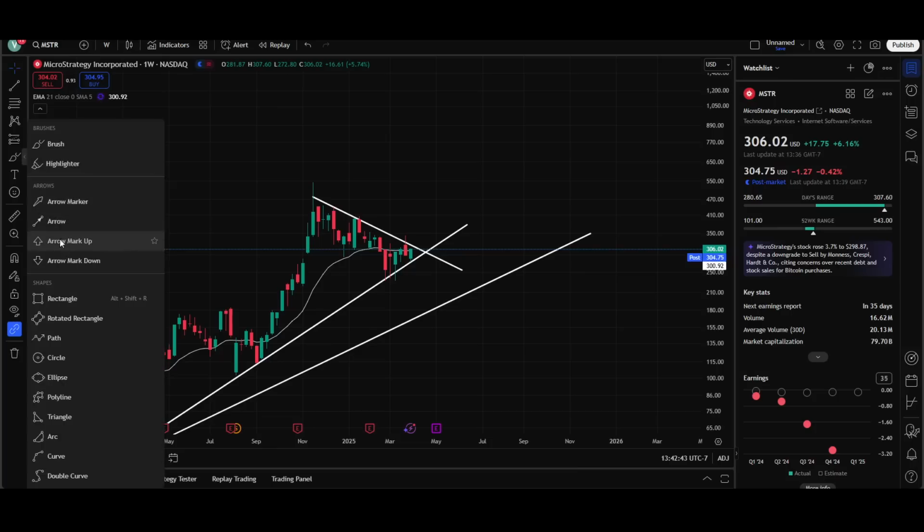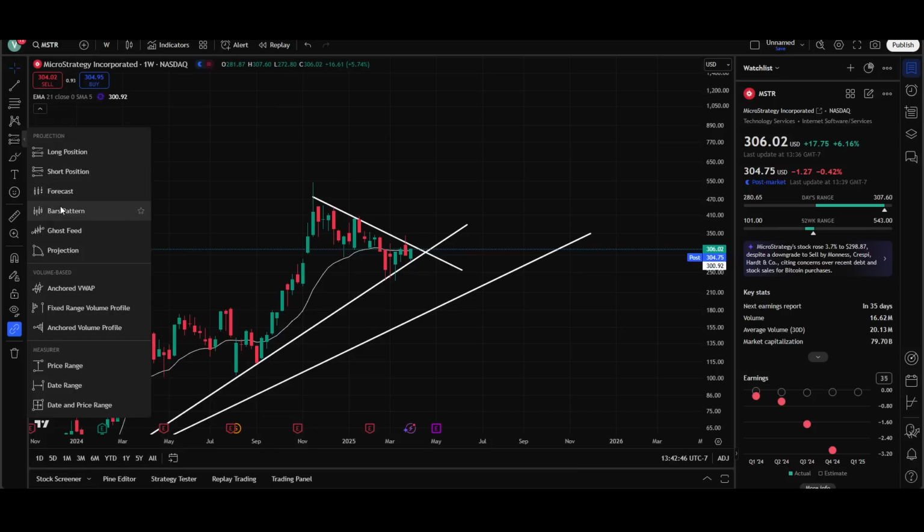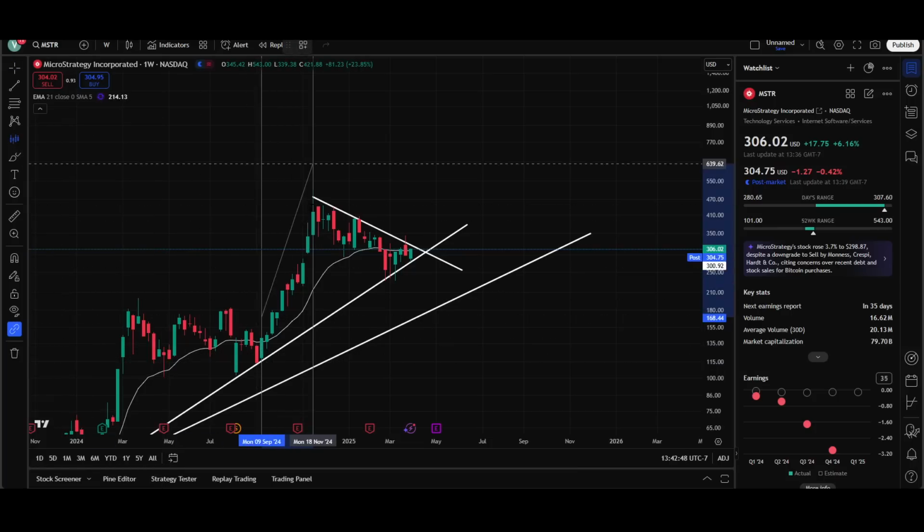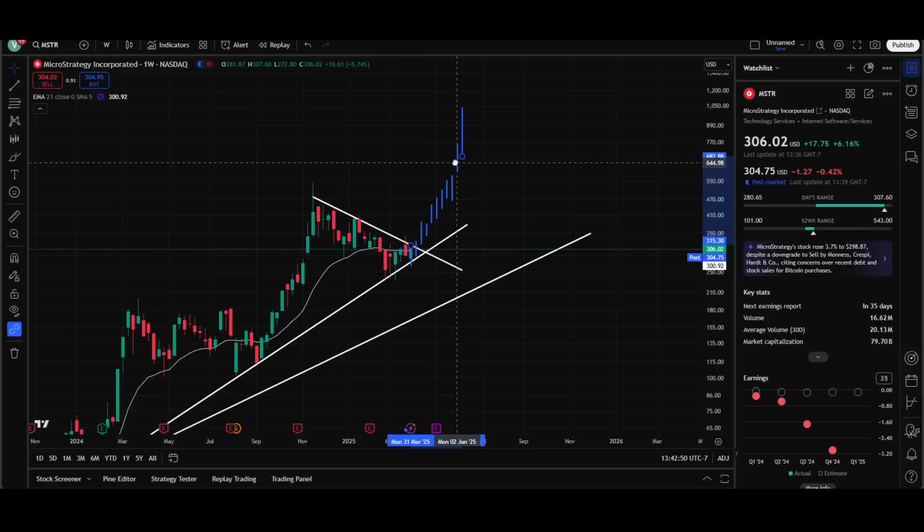So let's copy what happened before. So let's copy from this higher low and to the top, and we drag it over. So let's just say we continue to move up higher. So by the end of June, price can see $1,000 if we replicate what happened before. And then that's if we just do the same thing again.